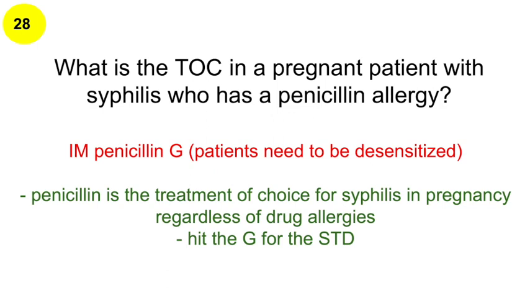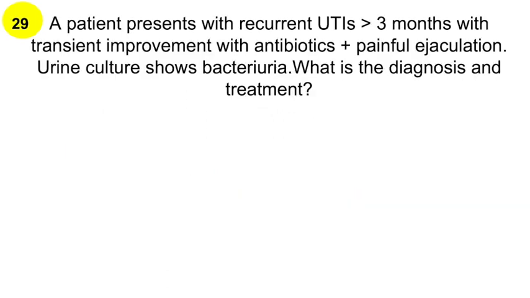A patient presents with recurrent UTIs for more than 3 months with transient improvement with antibiotics and painful ejaculation. Urine culture shows bacteriuria. What is the diagnosis and treatment?